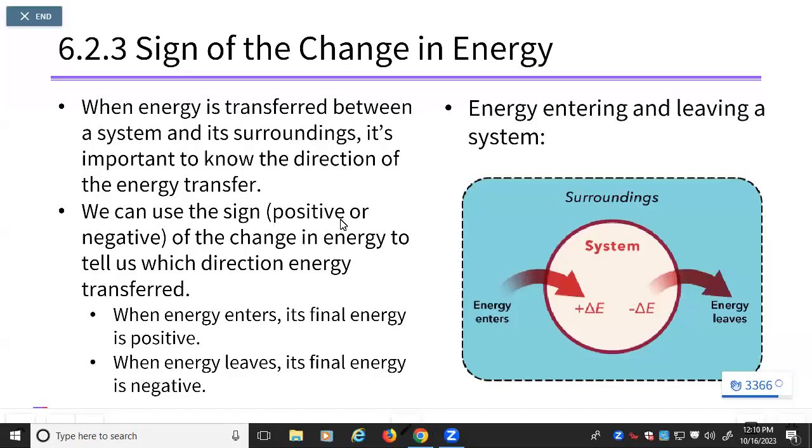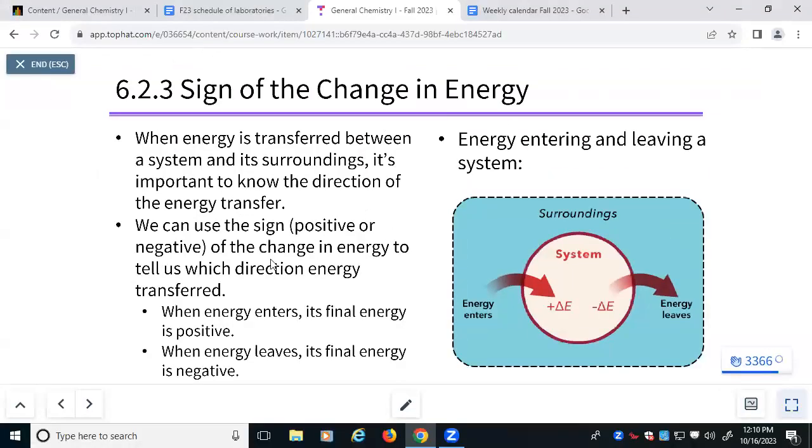Okay, so we're starting off today by looking back at where we were at the end of Friday. After Friday's class, we ended with the overall concept of energy movement. When energy comes in, we say that the overall energy of the system increases. The value of that energy is positive.